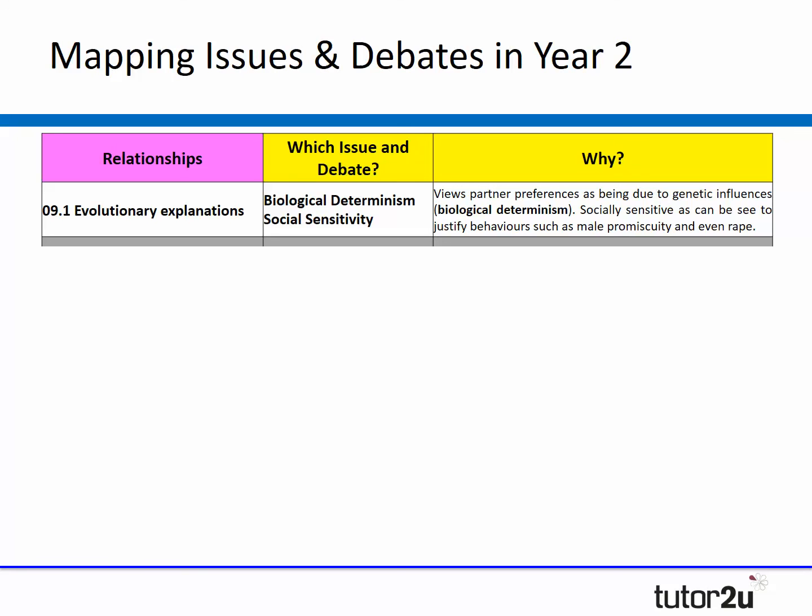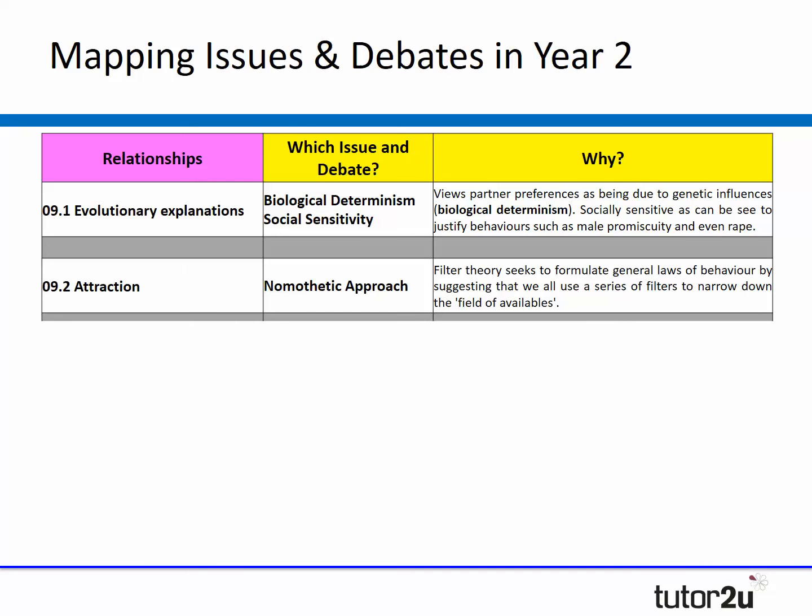So we could argue that partner preferences according to evolution are due to genetic influences being passed down over thousands of generations, etc., and that's biological determinism. We could also say that the research is socially sensitive because it can, to some extent, justify male behaviours like promiscuity and so forth. We could look at attraction and say, well, that's a nomothetic approach, because filter theory in particular tries to generate a general law about how we use filters to narrow down a field of available people into a field of selectives, or whatever they're called.